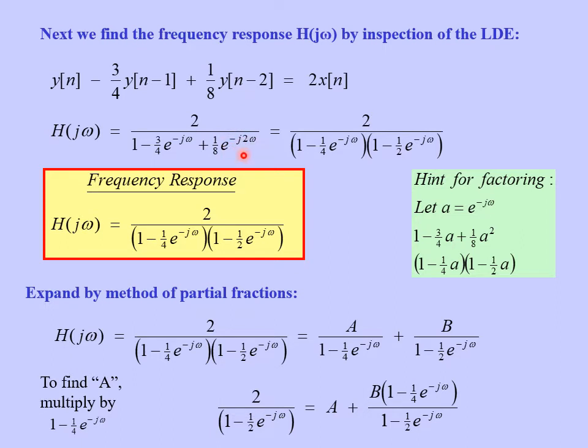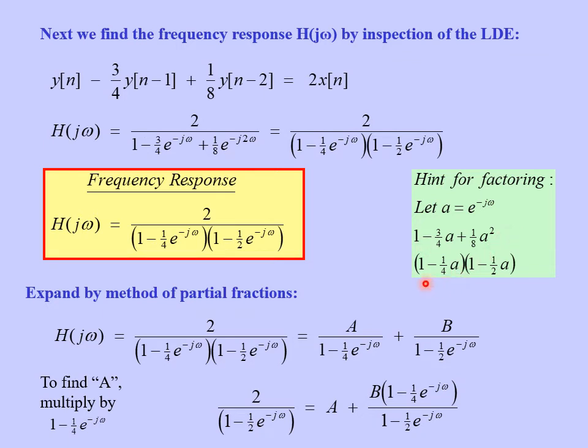Now, in order to make some sense of this, what we're going to do next is factor the denominator here. If you look at this, it's not very obvious at first glance how to factor this. But a little hint, especially the first few times you do this, is to let e to the minus j omega equal some number, call it a. So this denominator becomes 1 minus 3/4 a plus 1/8 a squared, because of the 2 up there. And this is much easier to factor.